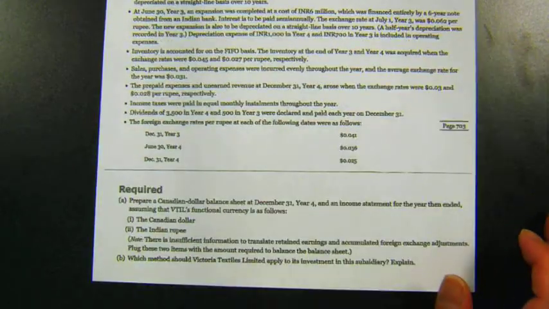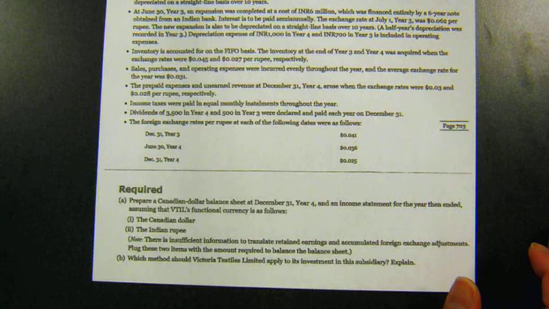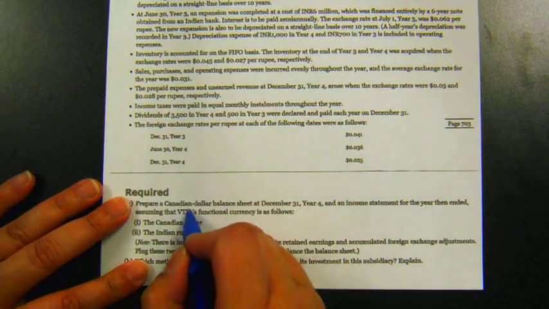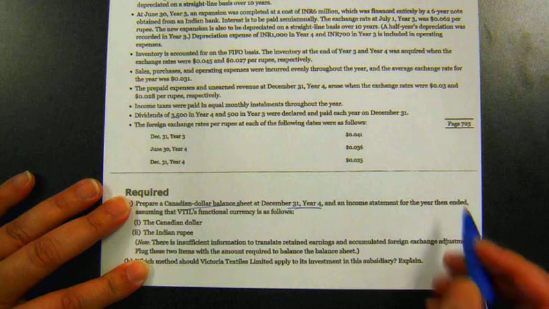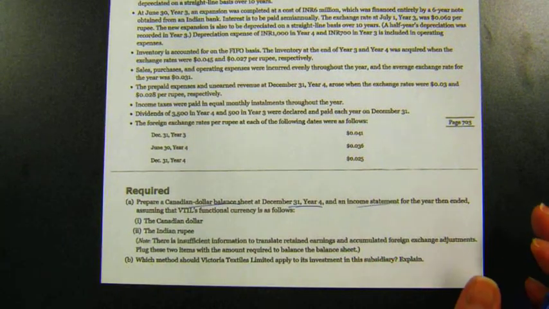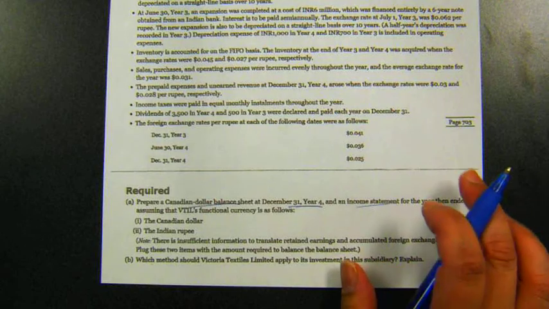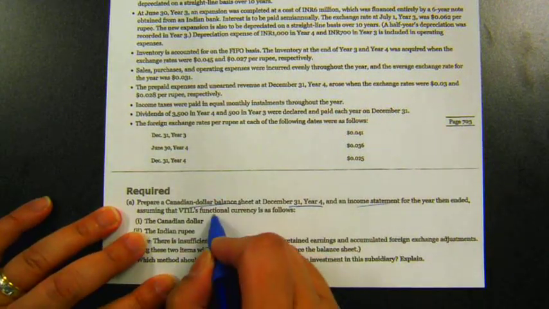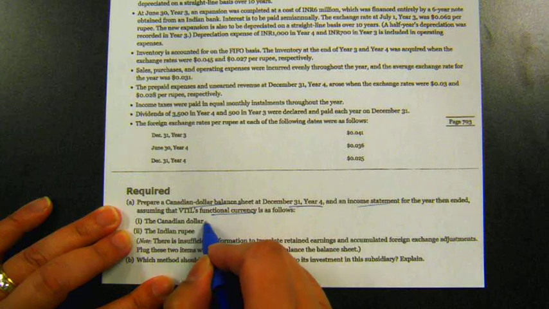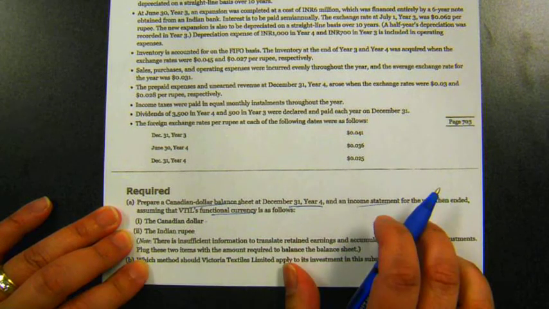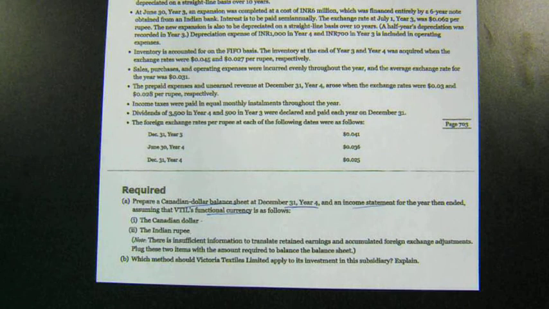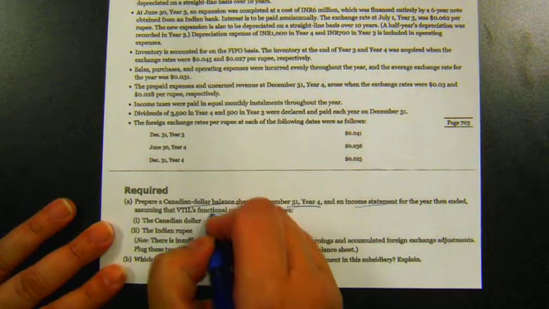So, we want a Canadian dollar balance sheet. It's always going to be that, December 31st, year 4, and an income statement for year 4, assuming 2 things. VTIL's functional currency is either the Canadian dollar or the Indian rupee. If their functional currency is the Canadian dollar, are they integrated or self-sustaining? Integrated, okay? So these guys are going to be integrated.